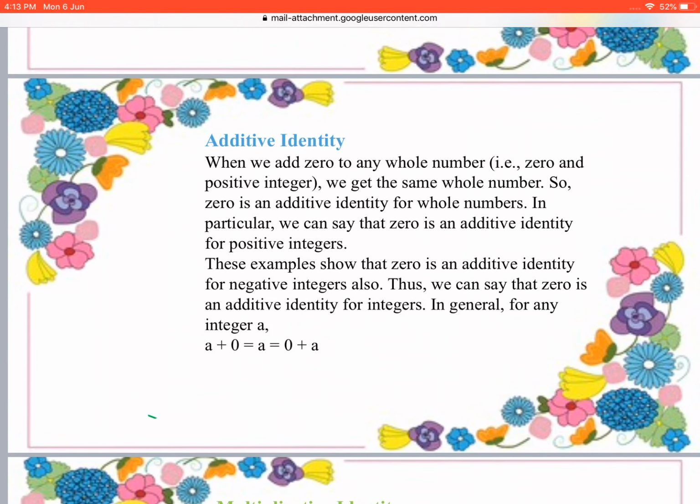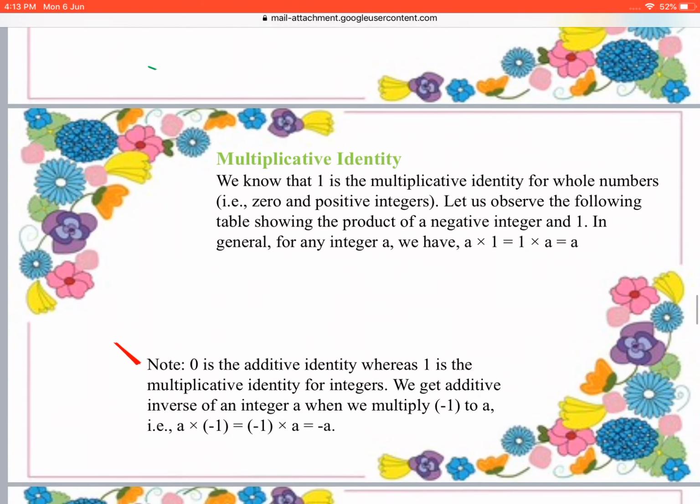Now if I talk about additive identity, for all the integers the additive identity is 0. For example, if I have 5, and I need that same number 5 again after adding something, we should receive that same number 5, right? So for that we just have to add 0, and 0 is the additive identity for all whole numbers, not only for integers, for every whole number as well.